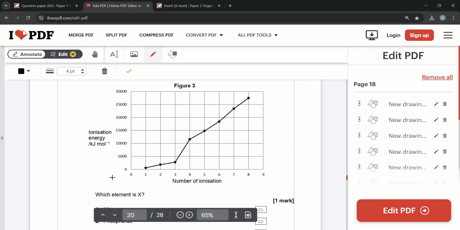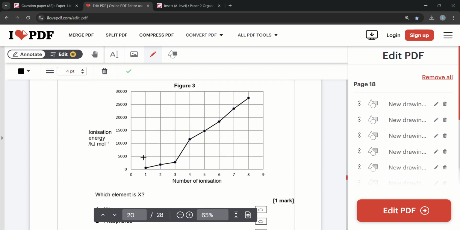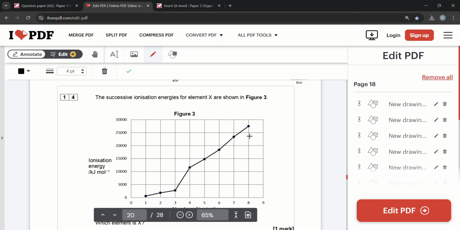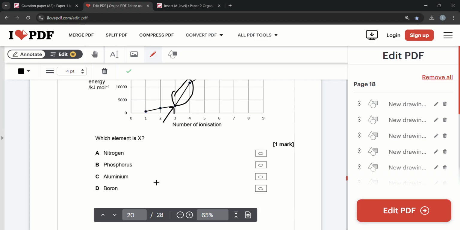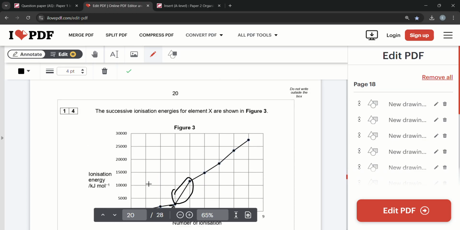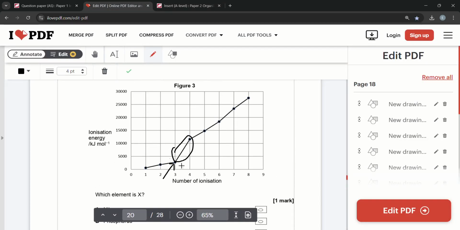14. What element is X? Well, if we look at this graph, look at the successive ionization energies, we can see where there's a massive jump in ionization energy. 1, 2, 3. It's here, when the electron is being removed from the third outer shell. So what does that tell me? That our answer has to be in group 3. That's what it tells me, that's for sure. Because that's when the electron is being removed, the element has to be in group 3.